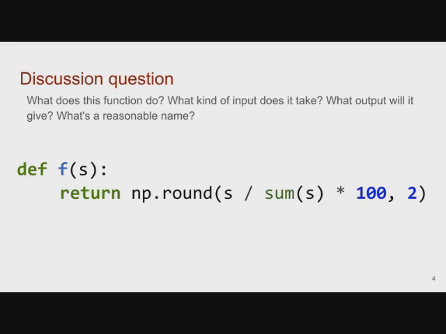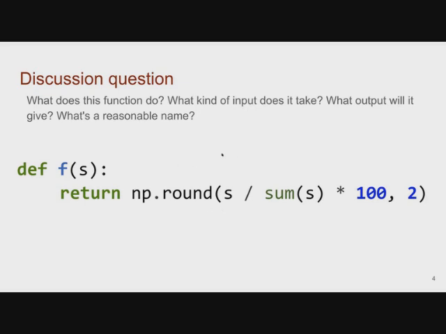So to get a sense of what it's doing, think about what we are doing with the input. Our input is S. How is S being used? What functions is S being passed into, and what are we returning? Is it taking the percentage of something and then rounding it to 2 decimal places? Yes. The big clue here is this round.